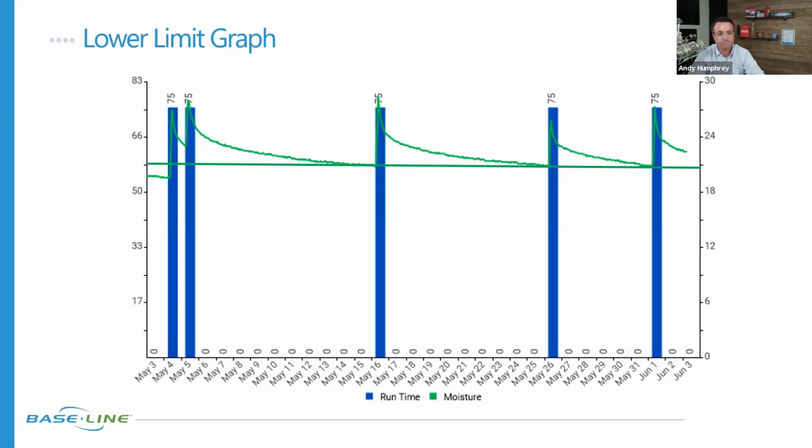Yeah. So here's a graph showing the run times in blue, and it's always running. This is a different zone, so it's always running 75 minutes every time it waters. But you notice that between May 5th and May 16th, there's 10 days where it did not water. It was scheduled to water, but it didn't need it because it hadn't dried down. Now, between the 15th and 16th, it dried down and hit that lower limit line, and on the 16th, it watered up.